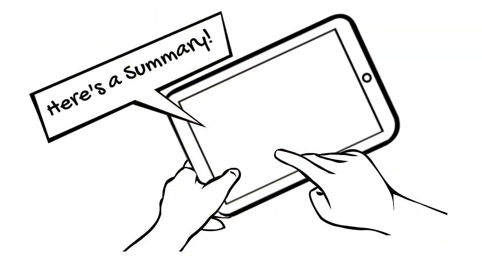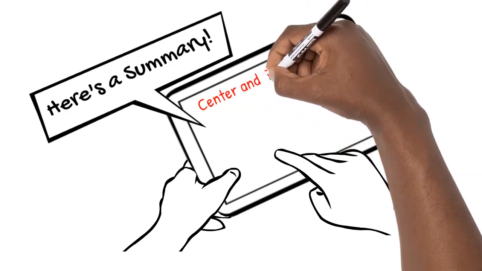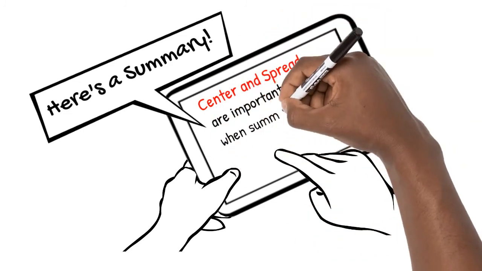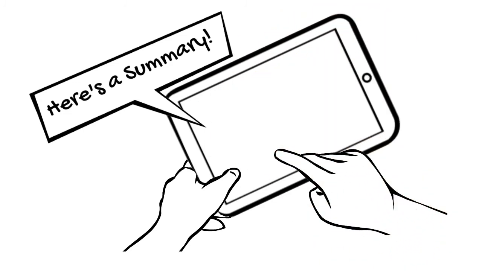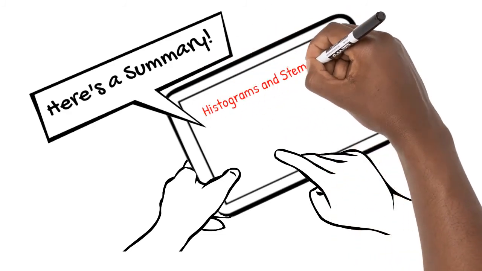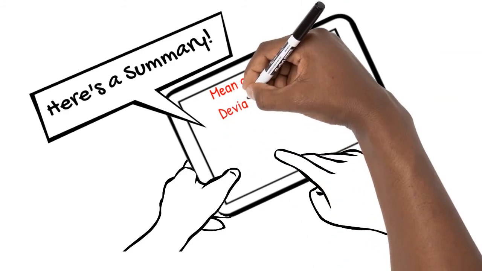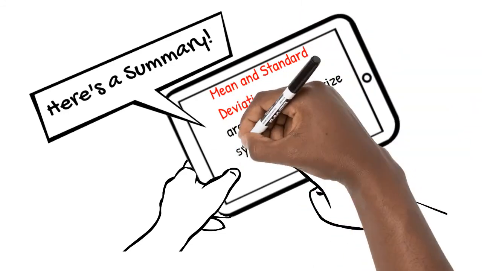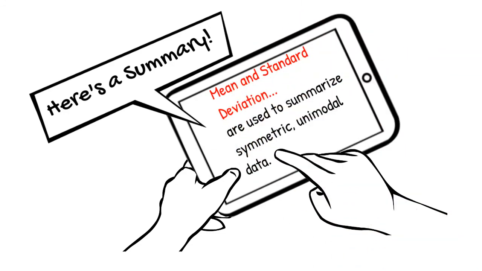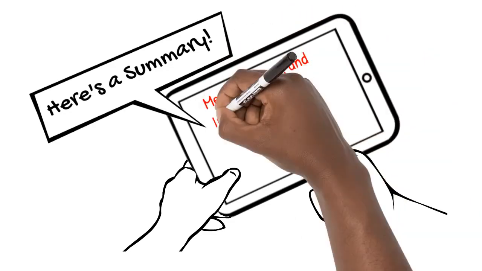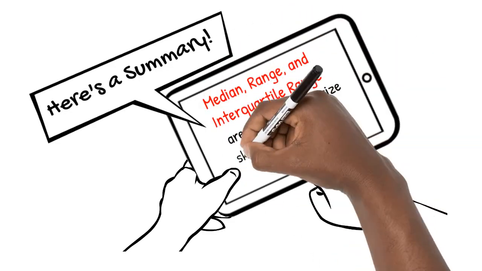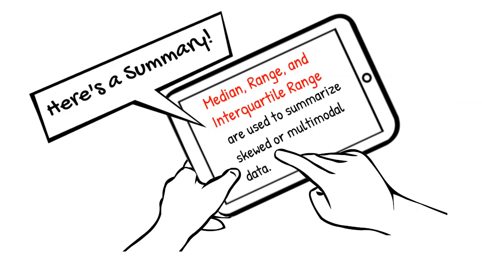Here's a summary of what we've learned in this video. Center and spread are important to address when summarizing quantitative data. Histograms and stem and leaf displays tell us the shape of our data. Mean and standard deviation are used to summarize symmetric unimodal data. Median, range, and interquartile range are used to summarize skewed or multimodal data.